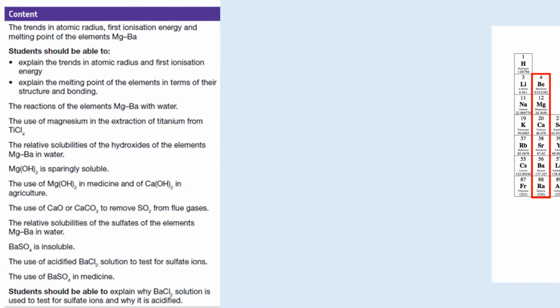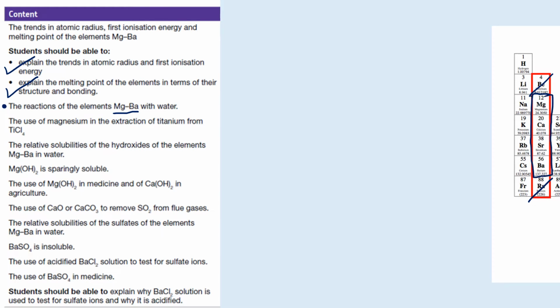Okay, so let's have a little check of where we're up to. We have explained the trends in the radius and ionization energy, and we've looked at the trends in the melting point of the elements in terms of their structure and bonding. The next thing we're going to look at is the reactions of the elements magnesium to barium with water. So notice how we don't talk about beryllium, don't talk about radium. We're just going to focus on these 4 elements and their reaction with water.